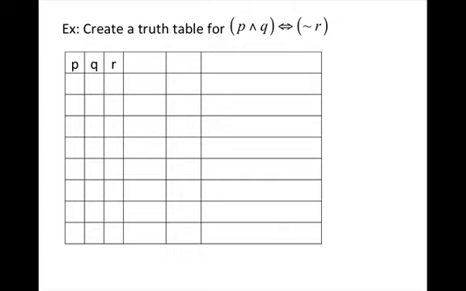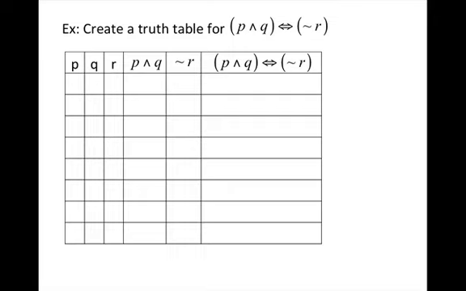Now in our final example, we have (P and Q) if and only if not R. So to build this truth table, I begin with the three variables, the P, Q, and the R. I need a column for P and Q. I need a column for not R. And then I need a column for my original statement, the (P and Q) if and only if not R.